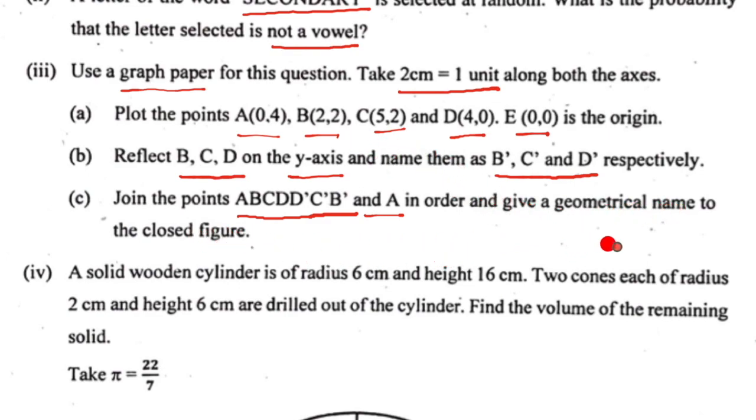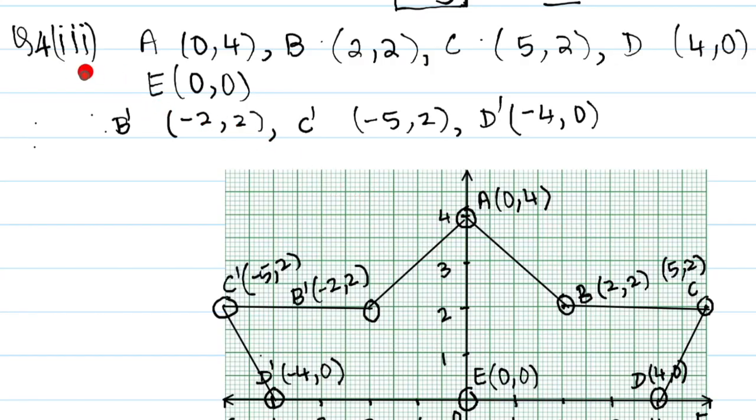Now this is to be done on graph paper. Let's see how the graph paper looks like. So here I have written the coordinates of A, B, C, D and E, and B, C and D are reflected in the y-axis. So B becomes -2, 2, C becomes -5, 2 and D becomes -4, 0. You know how to reflect it, right?